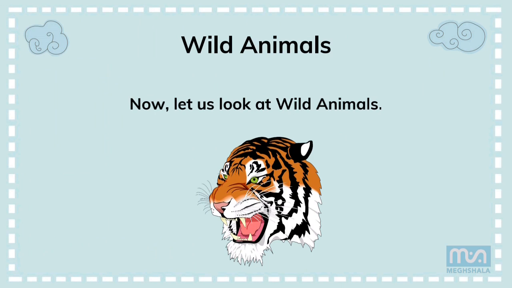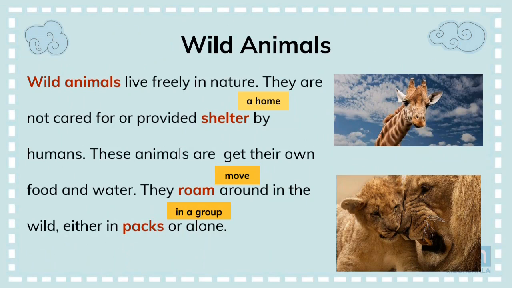Okay, children, now let us see the next group, that is wild animals. Our national animal is here, the tiger. Wild animals live freely in nature. They are not cared for or provided shelter by humans. These animals get their own food and water. They roam around in the wild, either in packs or alone.